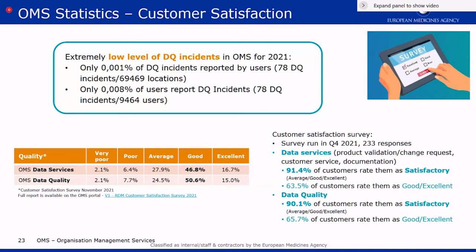When we see the frequency of data quality incidents, comparing not only with our whole dictionary, but also the frequency of those data quality incidents per user, we have a fairly small number in percentage, both for the difference between the full dictionary and the users.